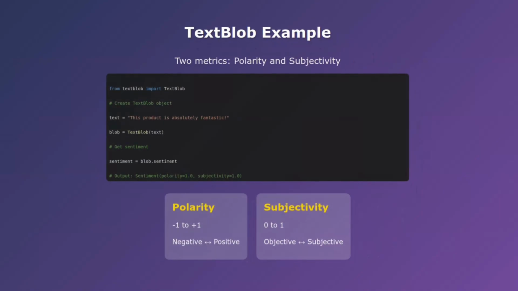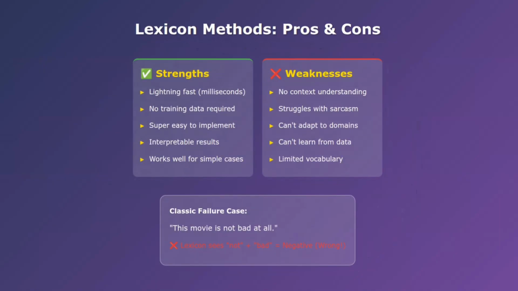Now, TextBlob takes a slightly different approach. It provides 2 metrics, polarity and subjectivity. Polarity ranges from -1 to 1, showing how negative or positive the text is. Subjectivity ranges from 0 to 1, telling us whether the text is objective or subjective. The code is even simpler. Just create a TextBlob object and call the sentiment method. Easy peasy. So, when should you use lexicon-based methods?